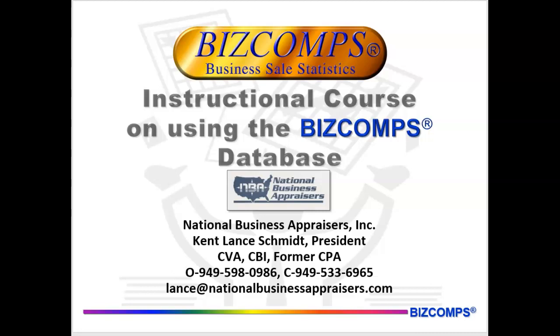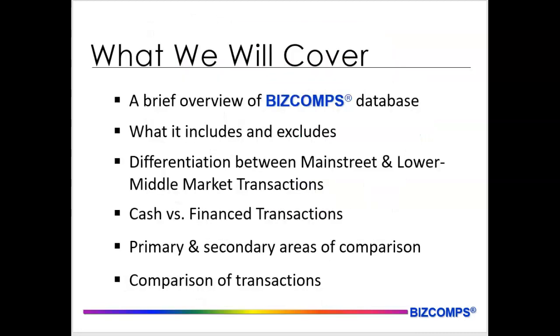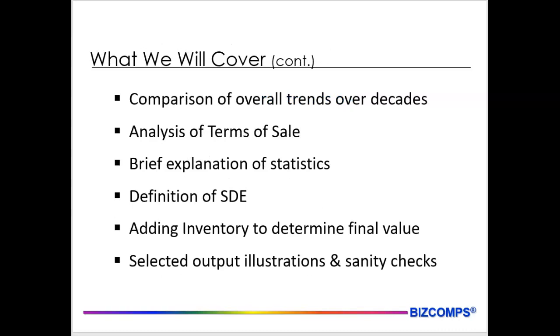All right, let's begin. Today we're going to cover a brief overview of the BIZCOMPS database, what it includes, what it excludes, a differentiation between Main Street and lower middle market transactions, cash versus finance transactions, and primary and secondary areas of comparison within the database, as well as comparison of transactions. Additionally, we'll compare some of the trends over decades of the statistics and data within the database.